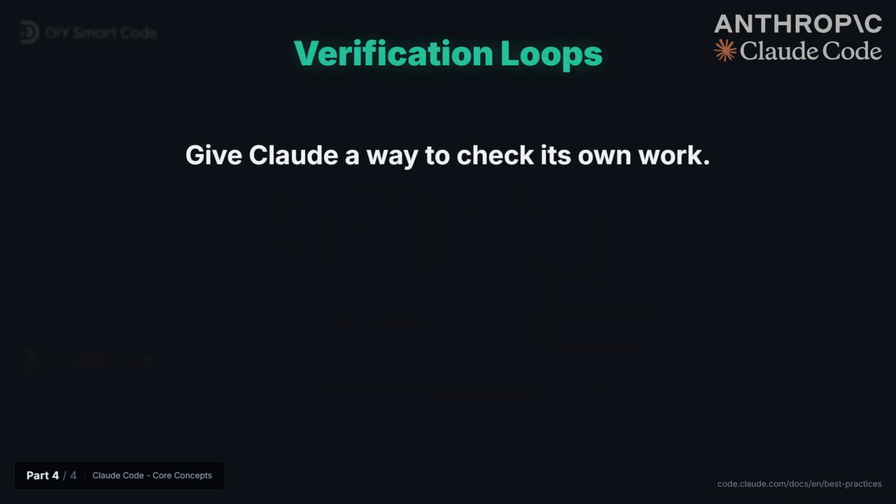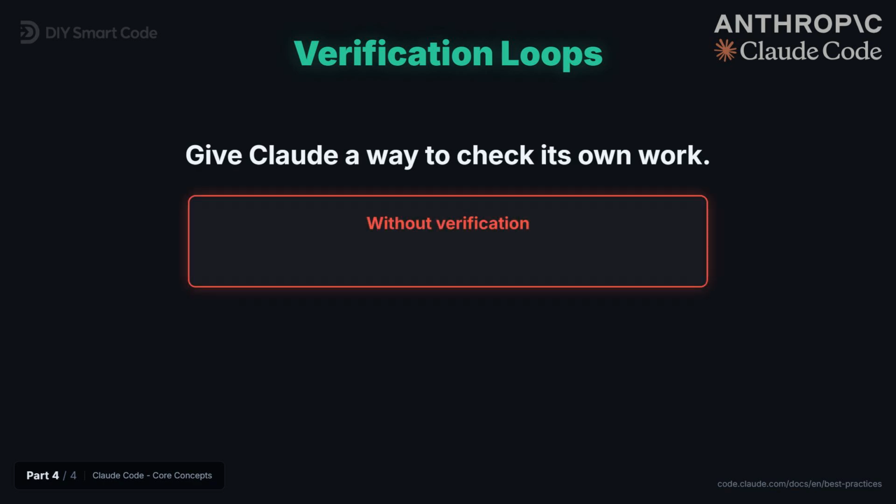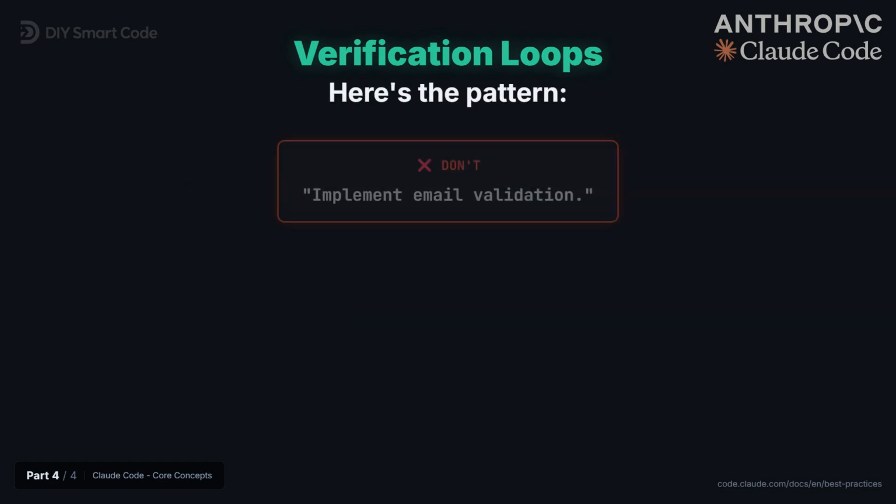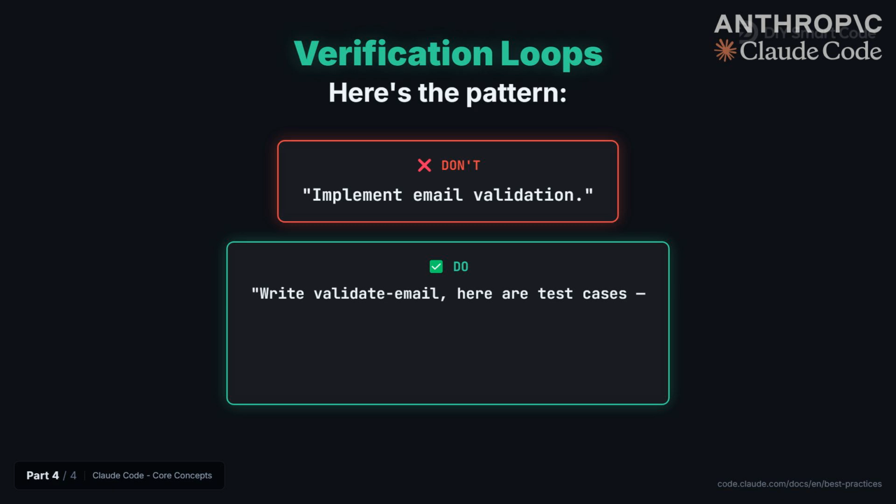The number 1 best practice. Give Claude a way to check its own work. Without verification, Claude produces plausible-looking code that breaks on edge cases. With verification, it self-corrects. Here's the pattern. Don't just say implement email validation. Say write validate email. Here are test cases: user@example.com returns true. Invalid returns false. User@.com returns false. Run the tests after.